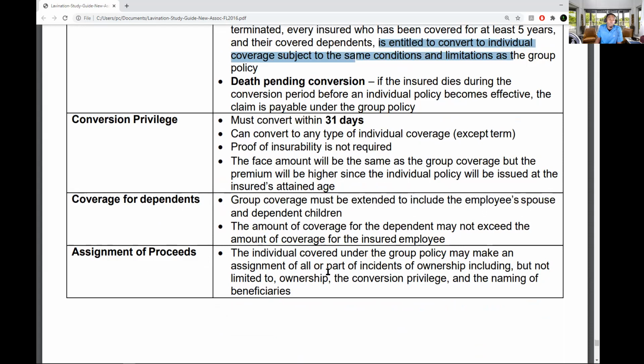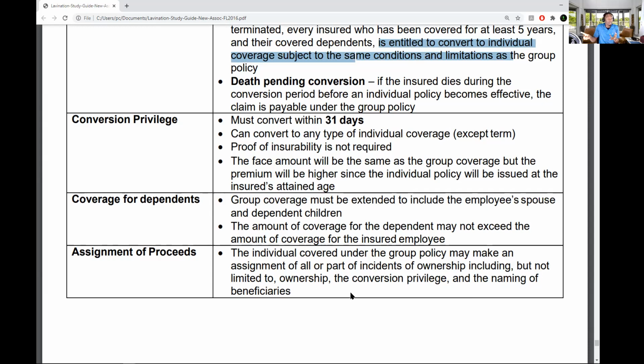Assignment of the proceeds, individual assignment. Remember, assignment means transfer of ownership. The individual covered under the group policy may assign all or part of the incidents of ownership, including, but not limited to, ownership, the conversion privilege, and naming the beneficiary. So when you have the group policy, you can also assign it to someone else, full ownership or part ownership.